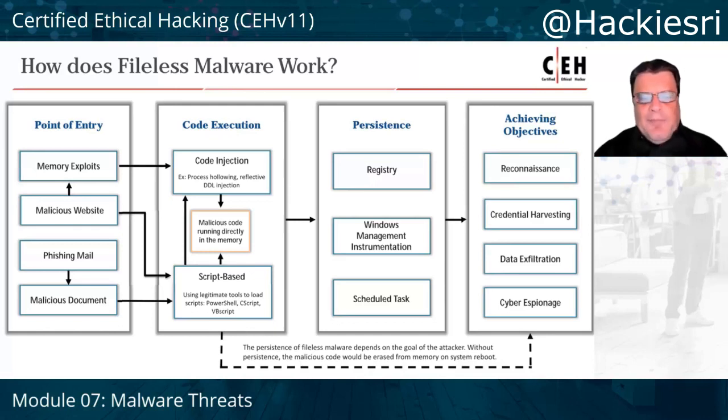Once this has been accomplished, what we have is persistence. This can be accomplished by the registry, through Windows Management Instrumentation, or through pre-scheduled tasks. Finally, the objective is achieved, which could be reconnaissance, credential harvesting, data exfiltration, or cyber espionage. To note, in the dashed line on the bottom, the persistence of fileless malware depends on the goal of the attacker. Without persistence, the malicious code will be erased from memory on system reboot.